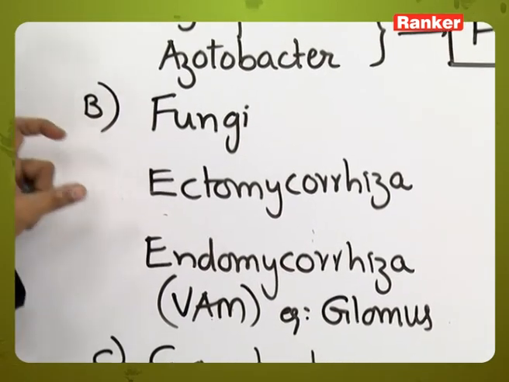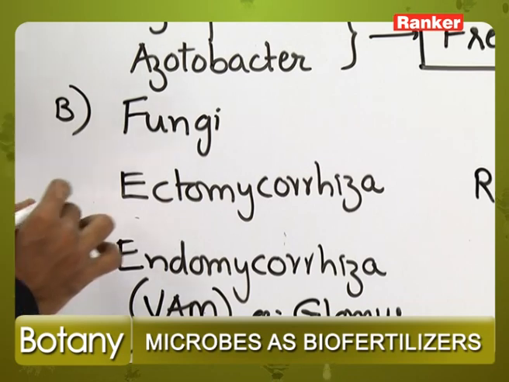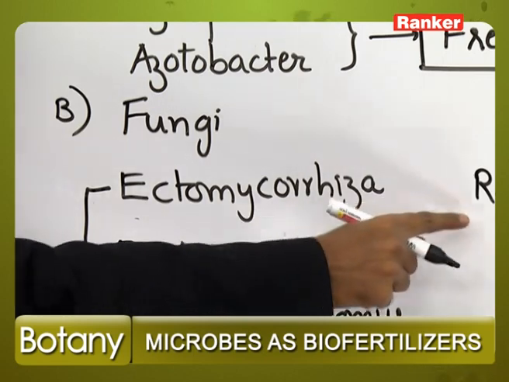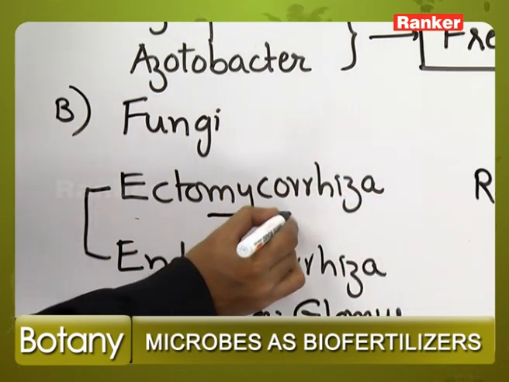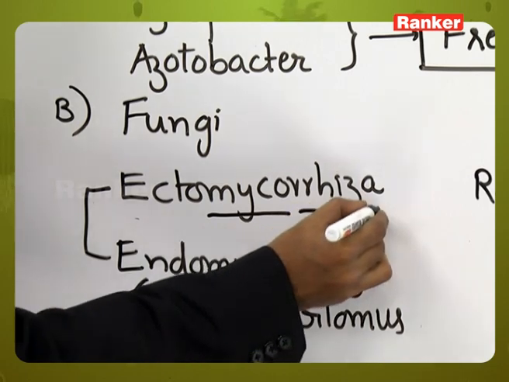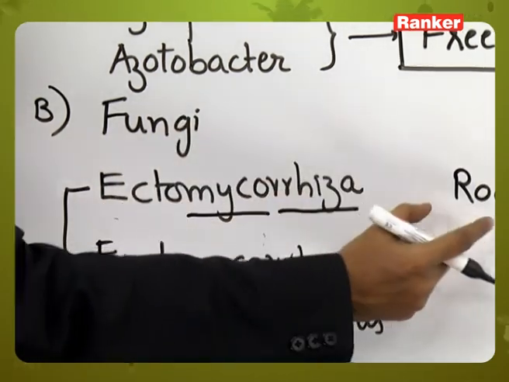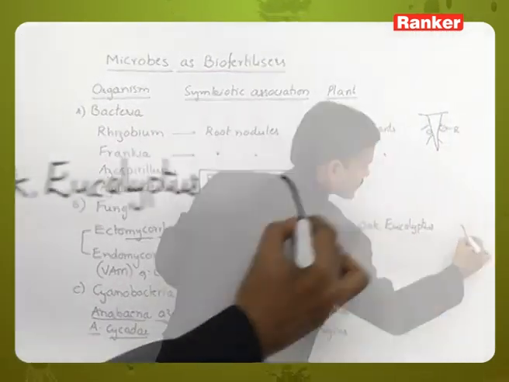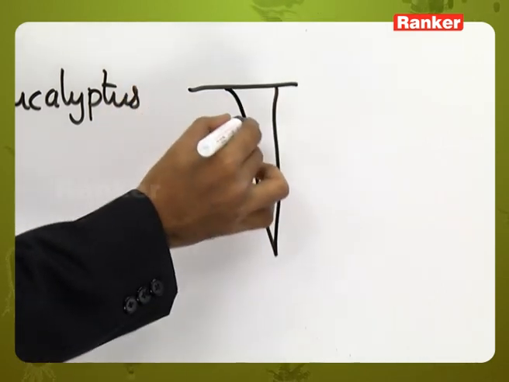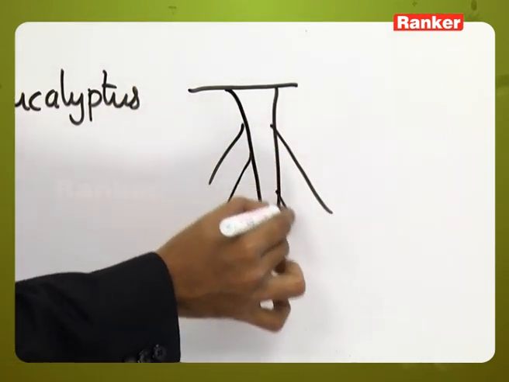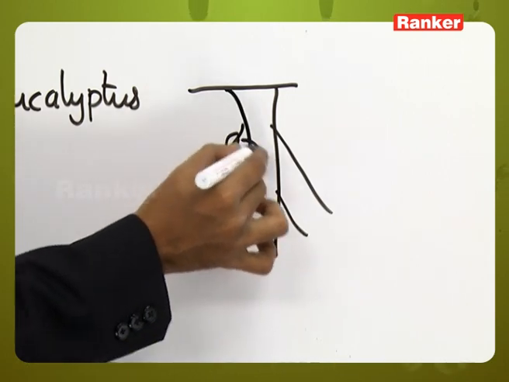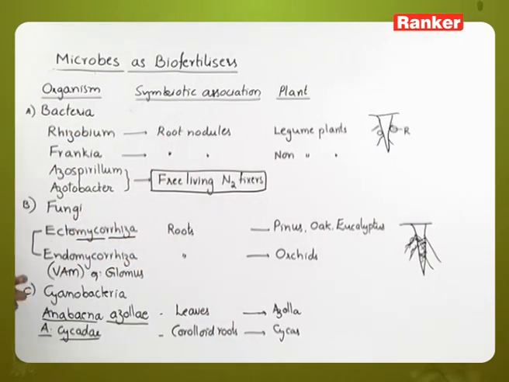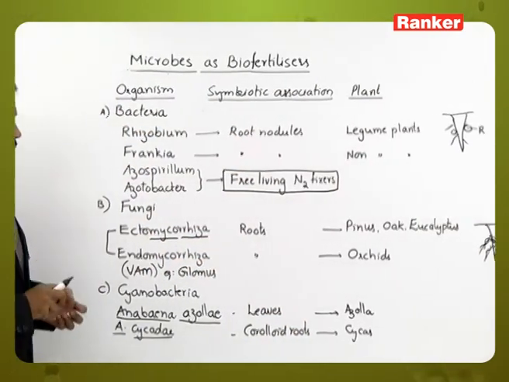Here ectomycorrhiza and endomycorrhiza mean fungi associated with the root system. Myco means fungus, rhiza means root. So when a fungus is associated with the root system, that is called mycorrhiza. The root system is completely covered by fungal members on the surface. The fungal filaments are covering the root surface, forming the mycorrhiza.